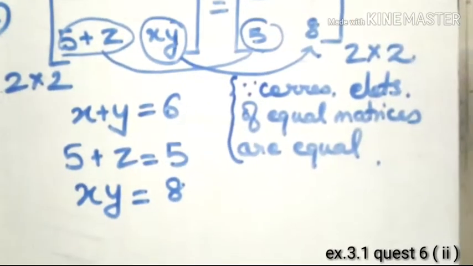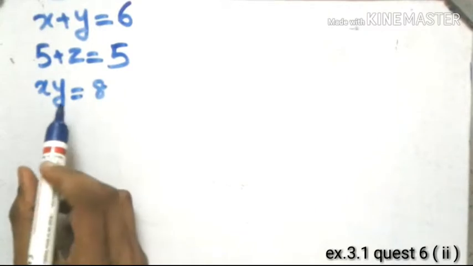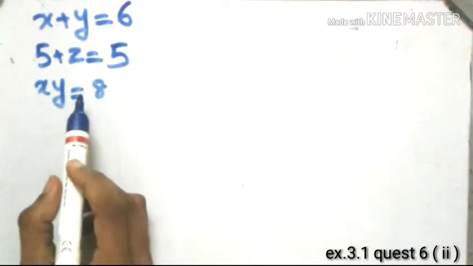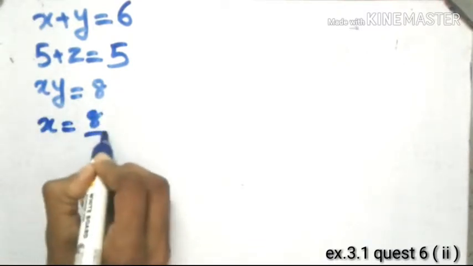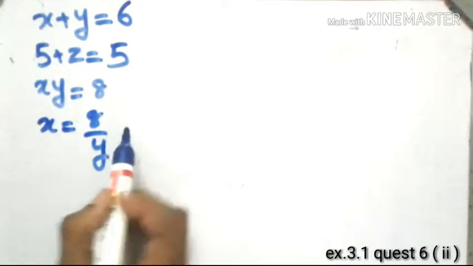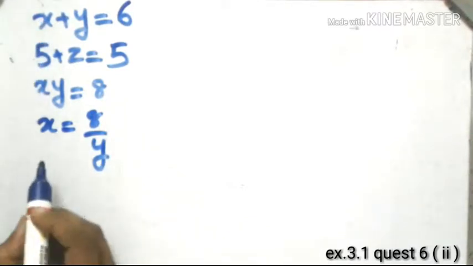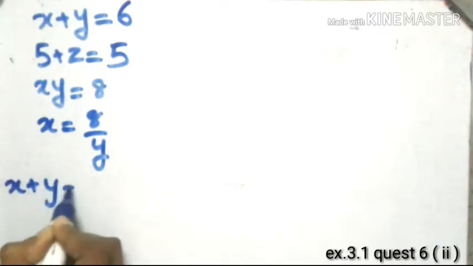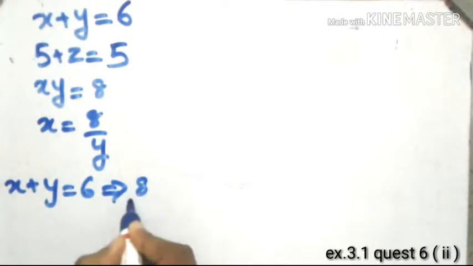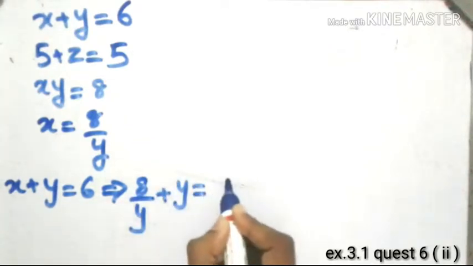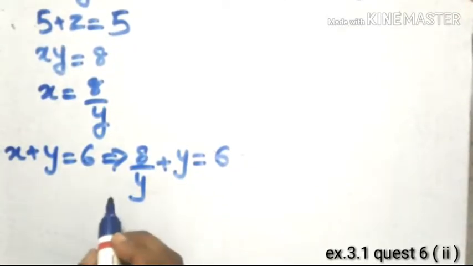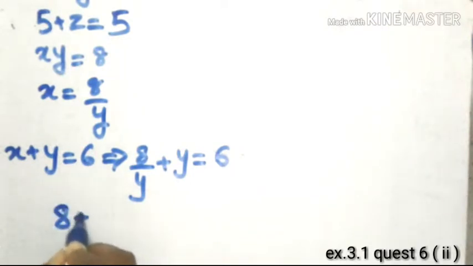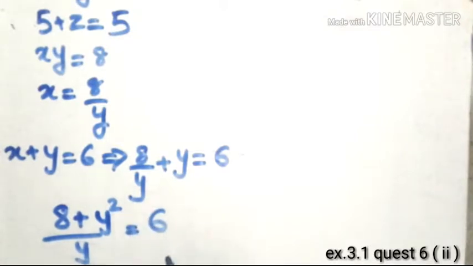Now what do we do? If you see, you have a product xy equal to 8. So maybe I can find the value of x in terms of y. So I will get x is 8 upon y, and I can substitute this into the first equation. Then x plus y equal to 6 will become 8 by y plus y equal to 6. So all your quadratic equations, linear equations, all your skills are being put to test here. 8 plus y square upon y is equal to 6.